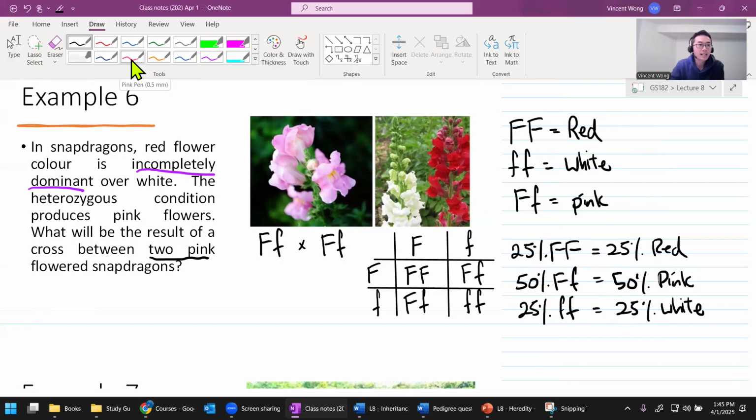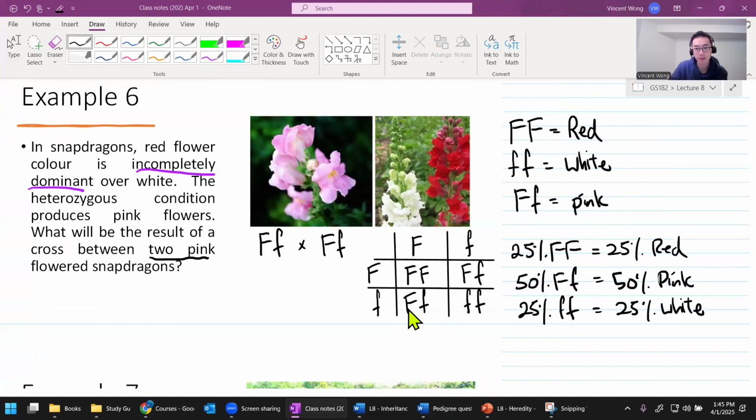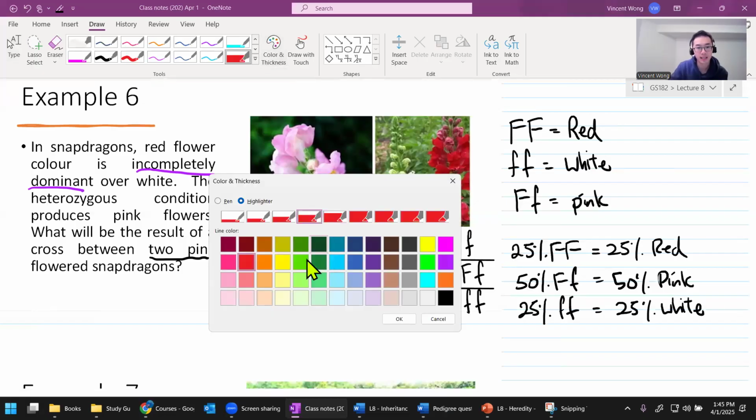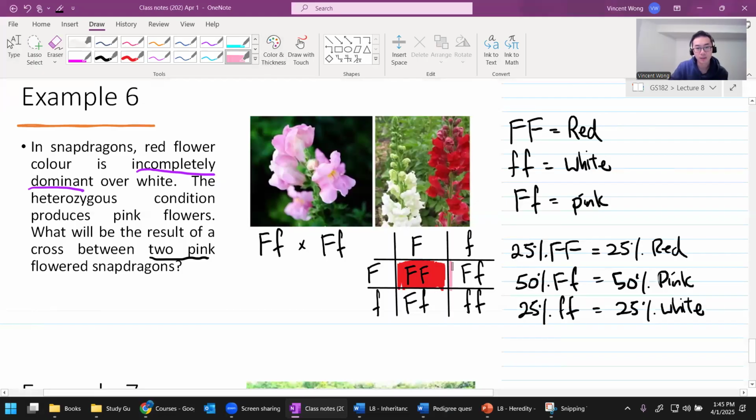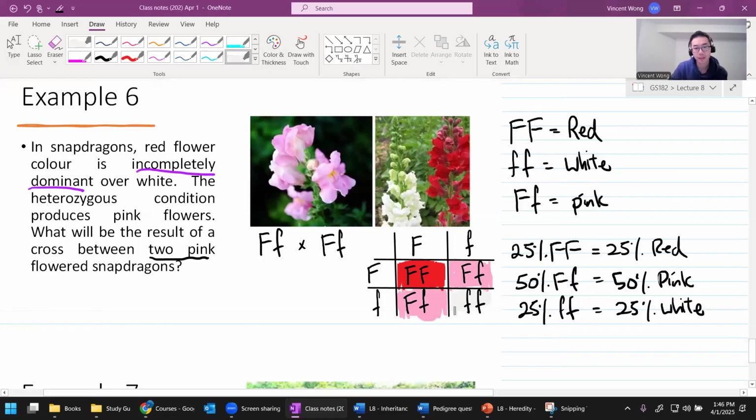Whereas if this was a dominant recessive situation, it would have been 75% red, right? But only big F would be red in this case. If it's a heterozygous condition, because this is incomplete dominance, it's going to be somewhere in between. And that's how you get the pink. We good?